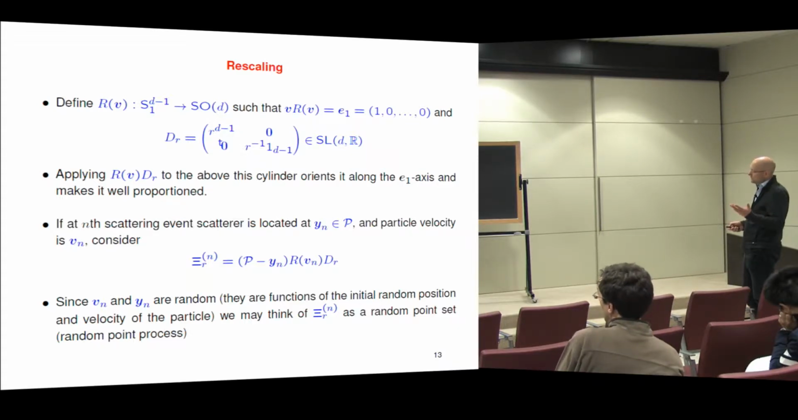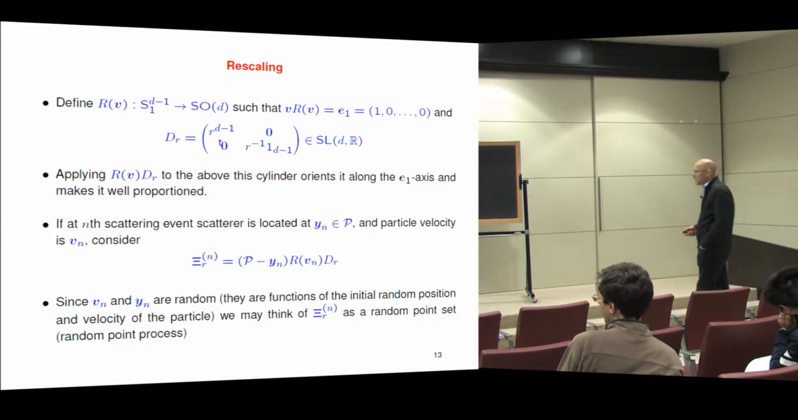Now, of course, what I need to do is apply it to the whole picture, and this induces a dynamics on my point set P. So remember, I'm starting with a fixed point set P. I need to shift the point set so that the scatterer I'm looking at the moment is at the origin, because then I want to apply my linear transformations, the rotation and the dilation. So, starting off with a fixed point set P, what I've done here is I've shifted it by the scatterer I'm looking at, and then I'm rotating it. I'm rotating it randomly because remember, Vn is a random velocity, it's a random vector. And then I'm applying the sequence of diagonal matrices Dr.